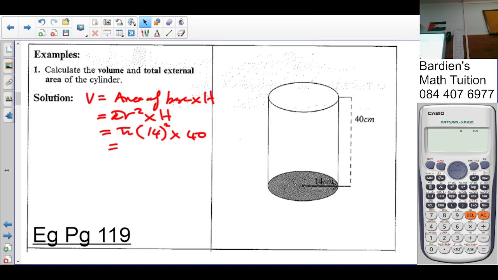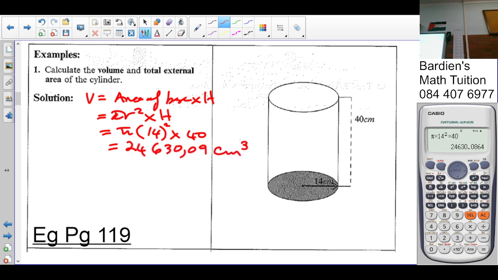So that would simply be pi times 14 squared times 40. They give you 7840 pi, which is 24,630.09 centimeters cubed.